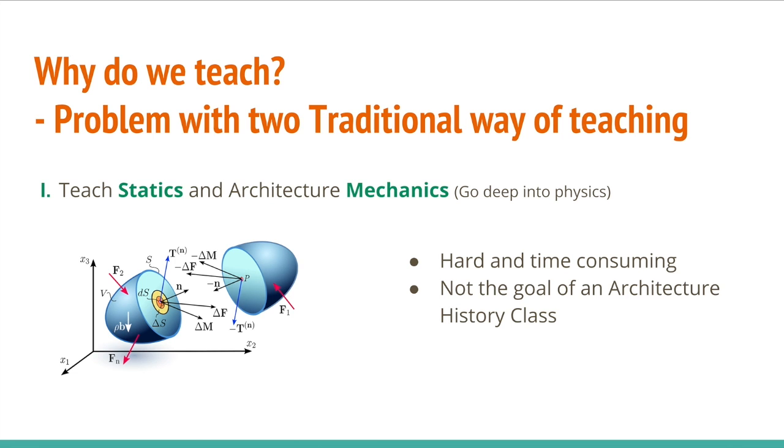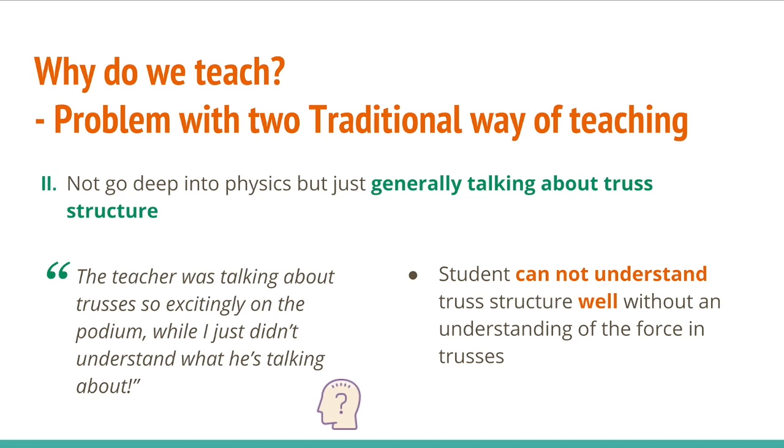So why do we design this course? Because there are problems with the traditional way of teaching. There are two major ways of the traditional way of teaching. The first one is to teach statics and architecture mechanics, which means to go deep into physics. However, this is hard and time-consuming and also not the goal of an architecture history class.